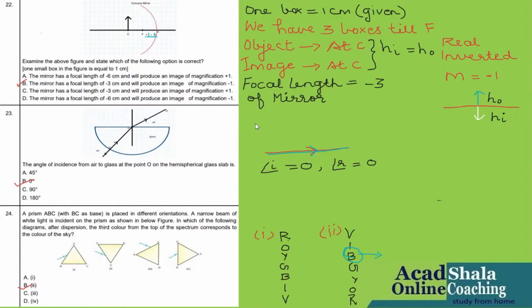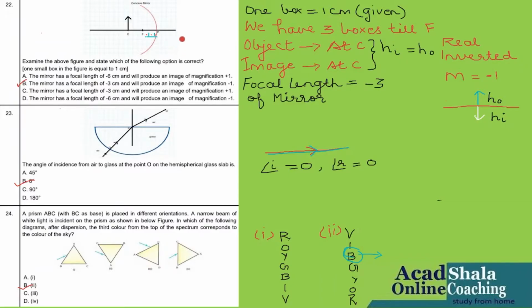The question says, examine the above figure and state which of the following options is correct. One small box in the figure is equal to 1 centimeter. Children, you are seeing that they have given in the question that one box in the figure is equal to 1 centimeter. That means at the back of the diagram, you are seeing the small boxes, where one box is equal to 1 centimeter, which I have written on the board.